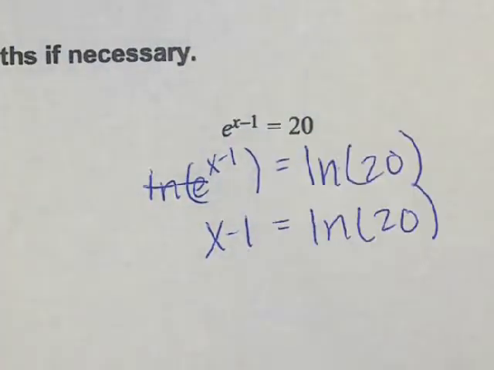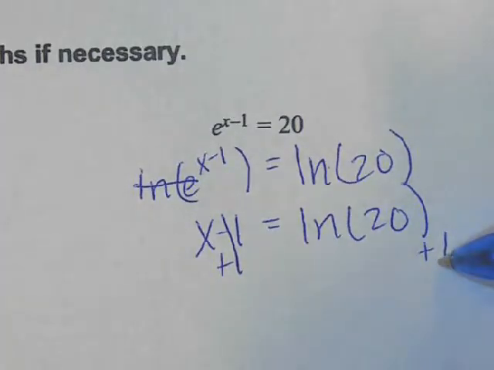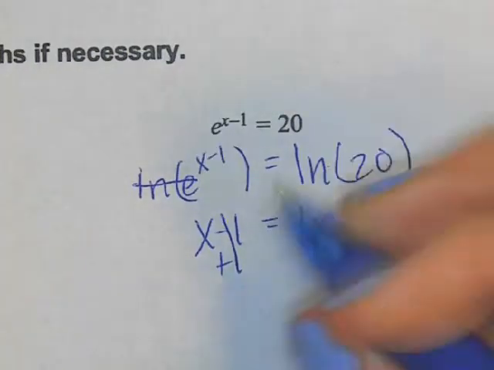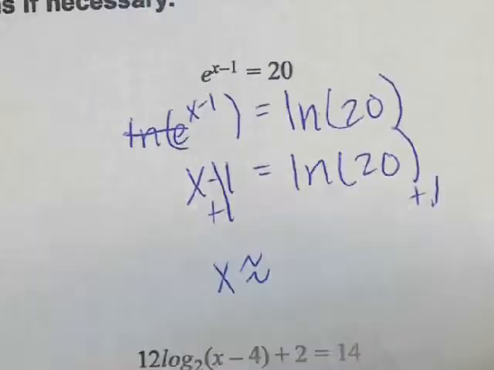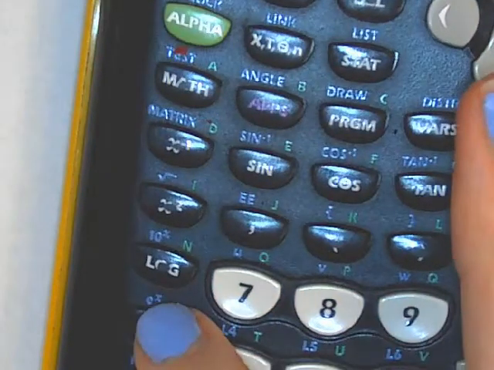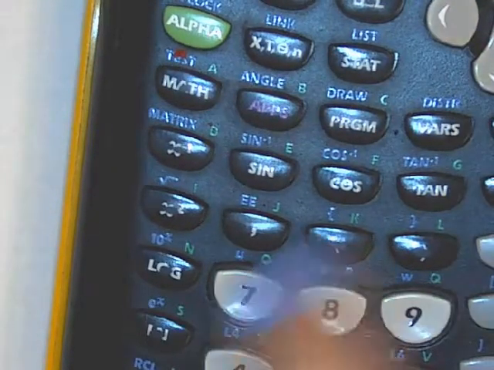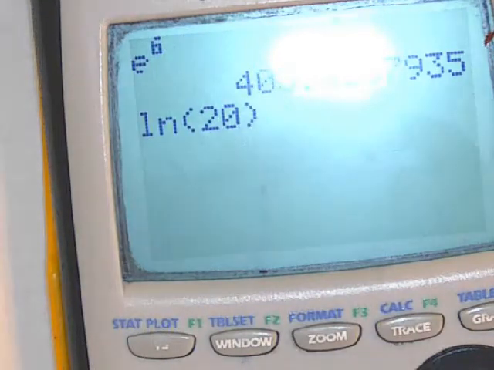And we got one more step. Plus 1, plus 1. Can I add the 1 to 20 and make it 21? No. The 1 is not inside the log, so you are not allowed to add these. So keep it outside. Type it in your calculator. ln is right here below the log button. Mine's kind of faded out, but right here it says ln. Hit ln of 20. Close it, plus 1.